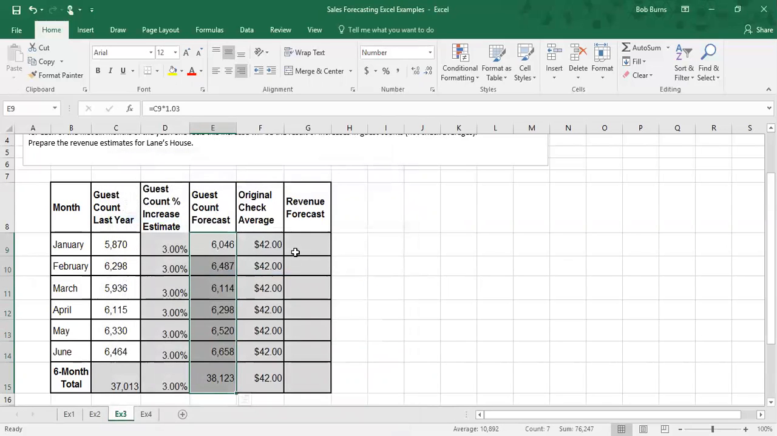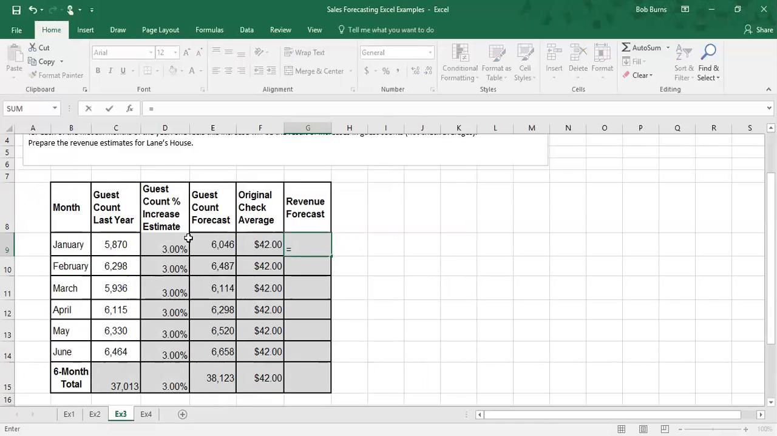Cool. And then what we want to do now is, since we know what the guest count forecast is, these are the amount of guests we might see in the 6 months of next year with the 3% estimate. Is this perfect? Is it going to be exact? Probably not, but we know around that ballpark and what we could expect. So now we can figure out how much revenue we're going to bring in. If each person or each check is $42, then we can take our guest count and multiply it by the original check average, and that will give us the revenue forecast.